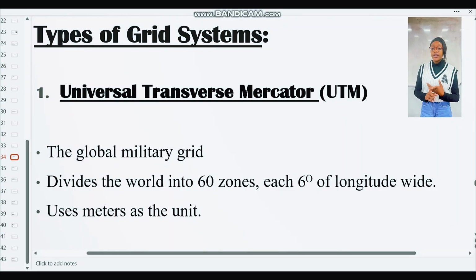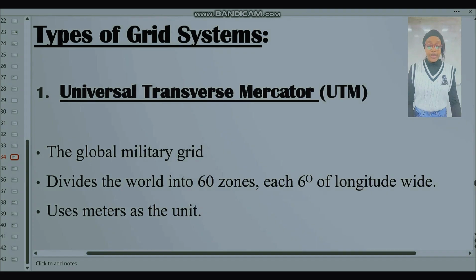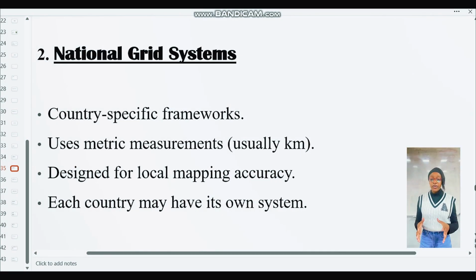We have types of grid systems. Firstly, we have the Universal Transverse Mercator, UTM, the Global Military Grid. It divides the world into 60 zones, each 6 degrees of longitude wide. It uses meters as units. Secondly, we have the National Grid System, which is a country-specific framework. It uses metric measurements, usually kilometers. It's designed for local mapping accuracy. Each country may have its own system.